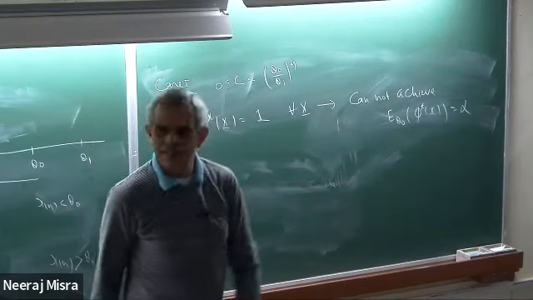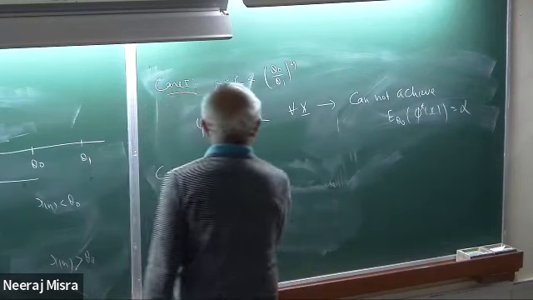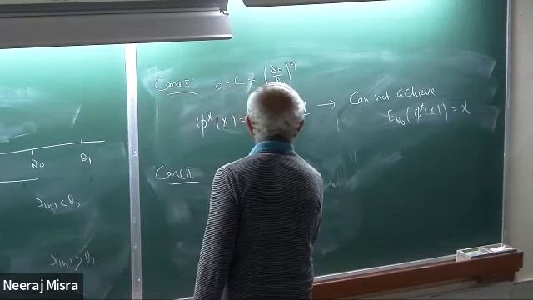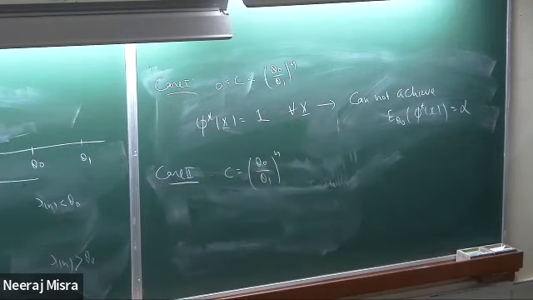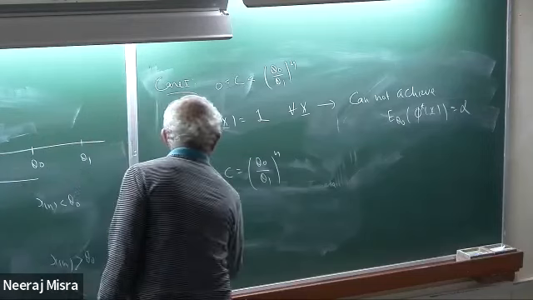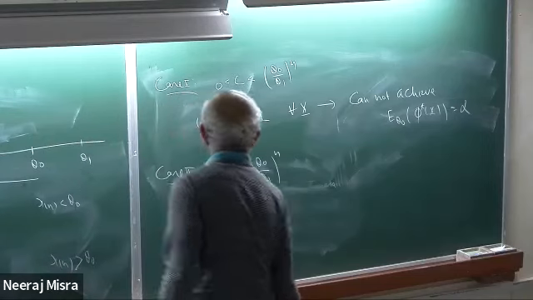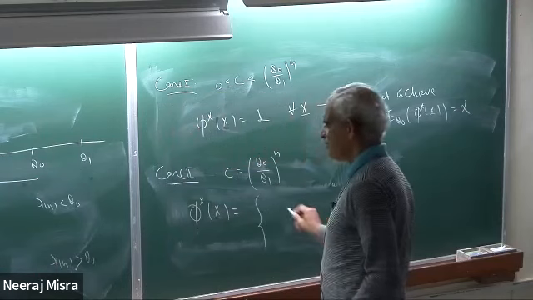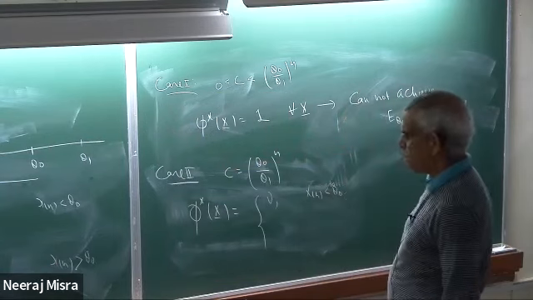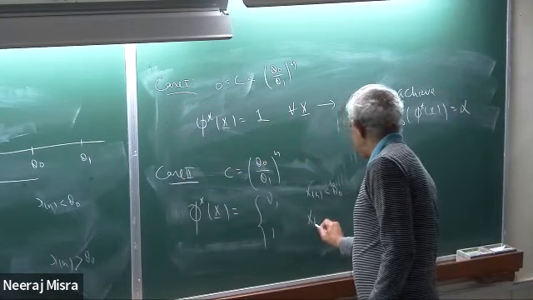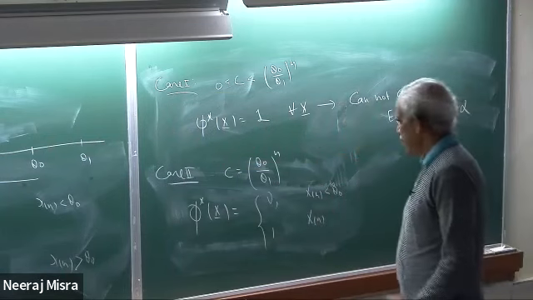Okay, now the second case is, I take C strictly bigger than that, or C I can take to be exactly equal to theta naught by theta one to power n. Is that okay? In this case, what happens? This quantity is 0. That means in this case I take gamma, right? So my phi star x is the same as gamma if Xn is less than theta naught and 1 if Xn is greater than theta naught.